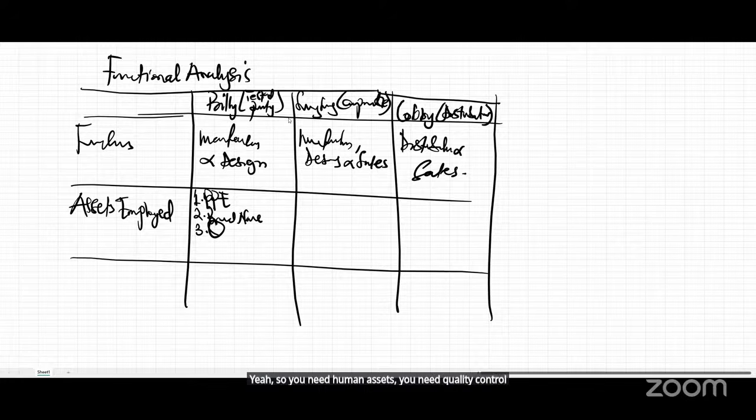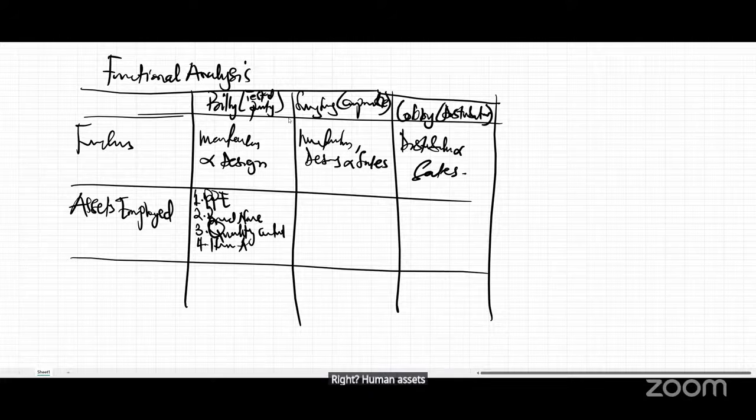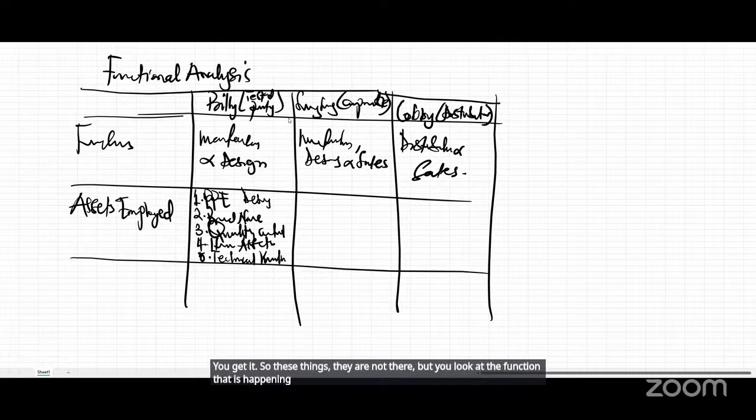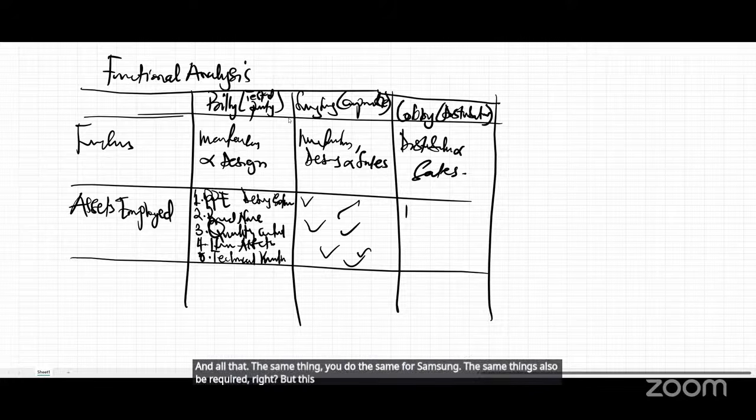Are you getting it? So these things, are they in the case? They are not in the case, right? So quality control staff, human assets, technical know-how. Do you get it? These things are not there, but you look at the function that is happening. Design software, and all that. You do the same for Samsung. The same things will also be required. But this guy does distribution. So what do we need? Warehouse to store the goods.